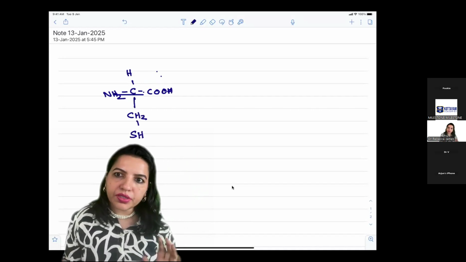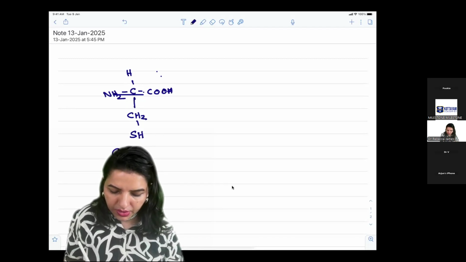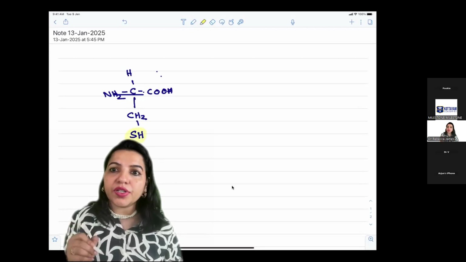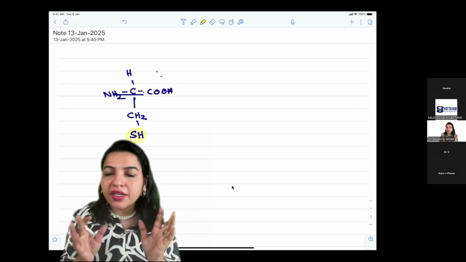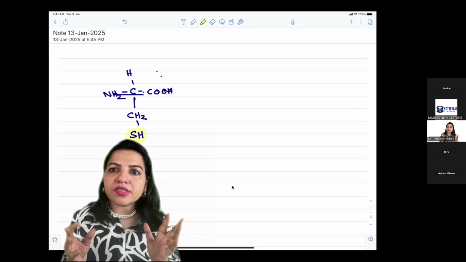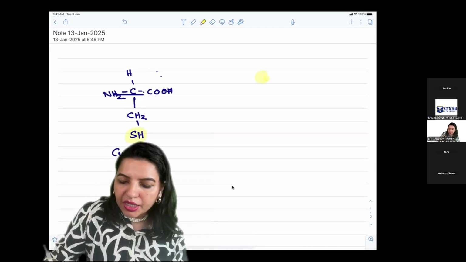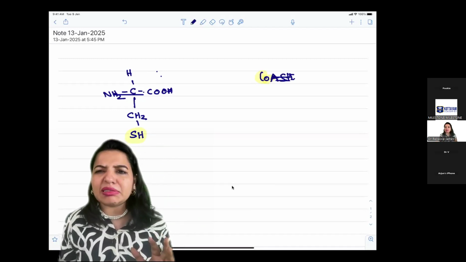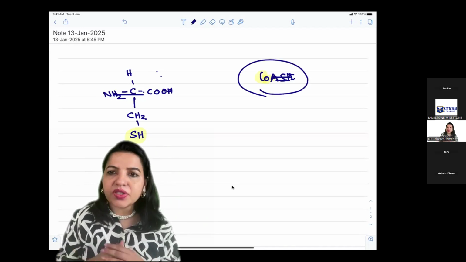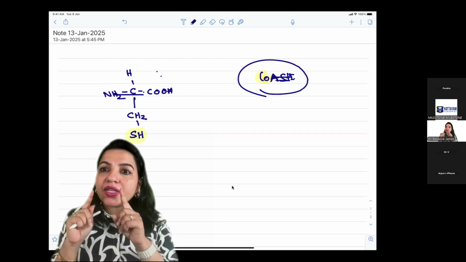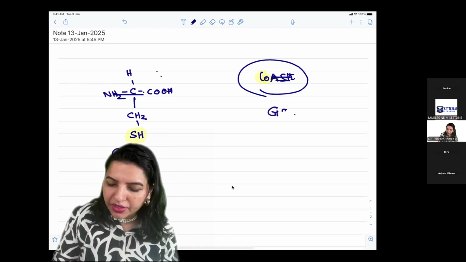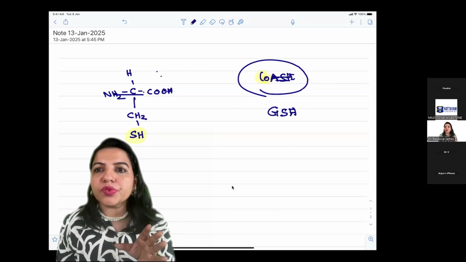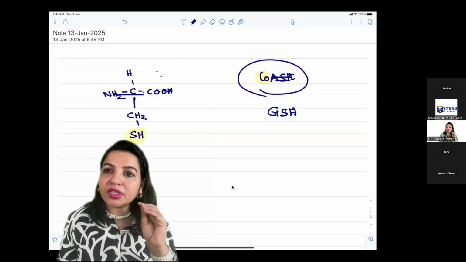No need to learn the structure, okay? I just want to introduce to you who this is. This is cysteine, and in cysteine there is a terminal SH group. This is very important because whenever you write coenzyme A, acyl carrier protein, you write it as COASH, and glutathione is written as GSH. Every SH group in proteins is mostly contributed by cysteine. So cysteine has a terminal SH group.